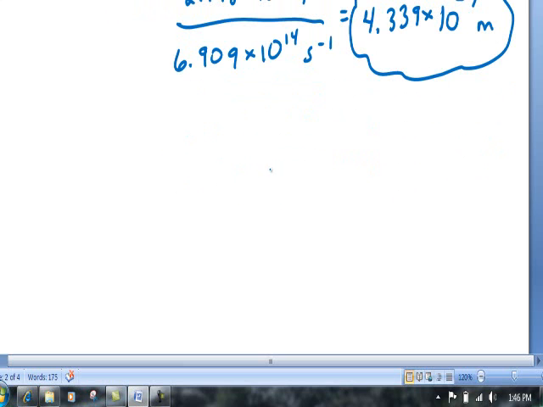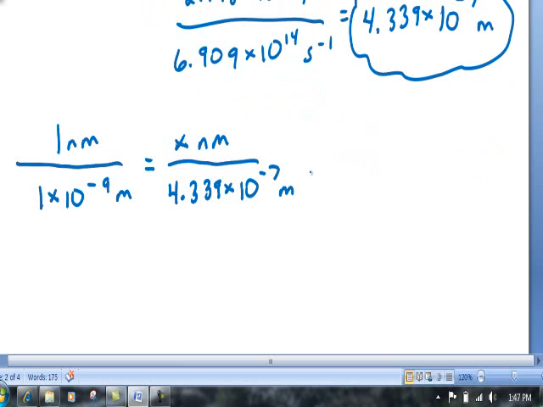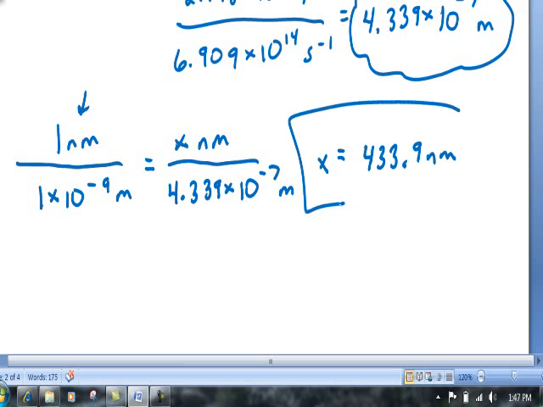To do that conversion, we just have to do a proportion. The proportion that we can set up uses the conversion for nanometers to meters. A nanometer is 1/1000th of a meter, so we know that 1 nanometer is present in 1 times 10 to the negative 9th meters. Therefore, x nanometers would be present in 4.339 times 10 to the negative 7th meters. When we solve for x, we arrive at 433.9 nanometers would be our wavelength of light for this particular transition from level 5 to level 2.